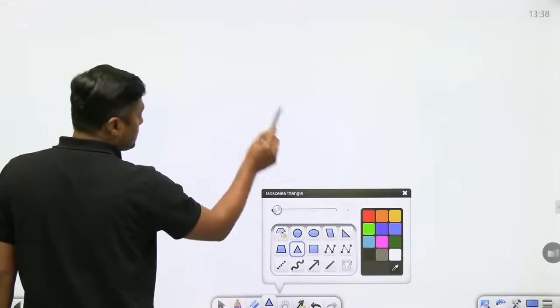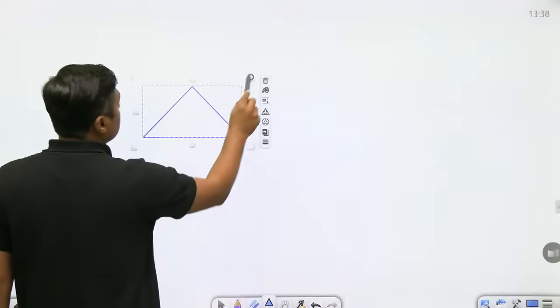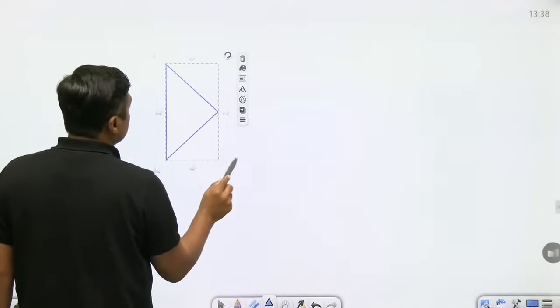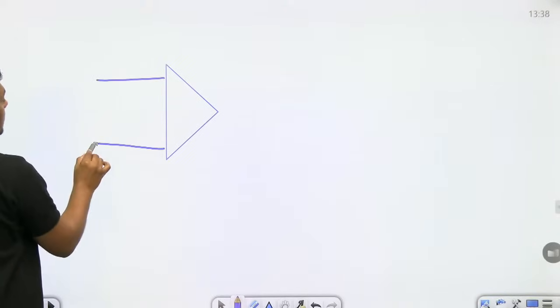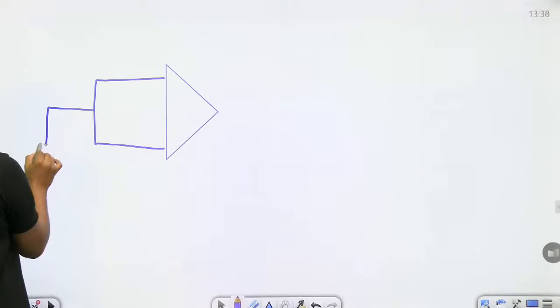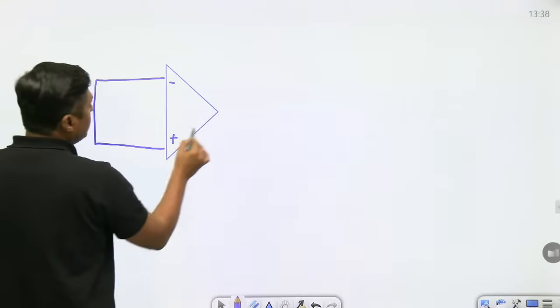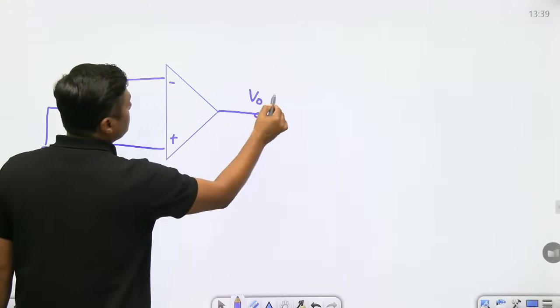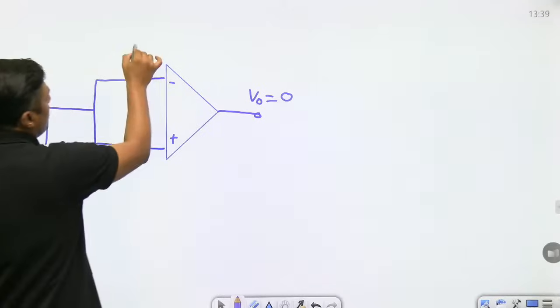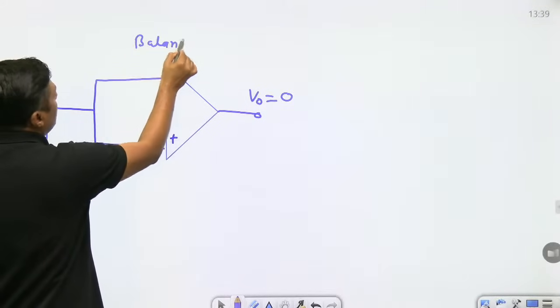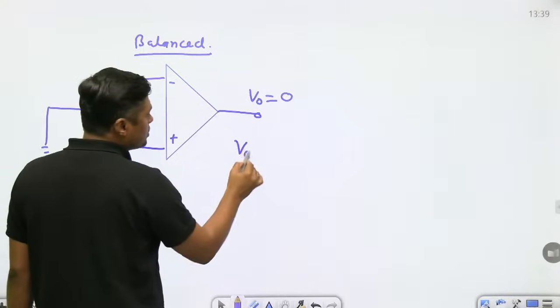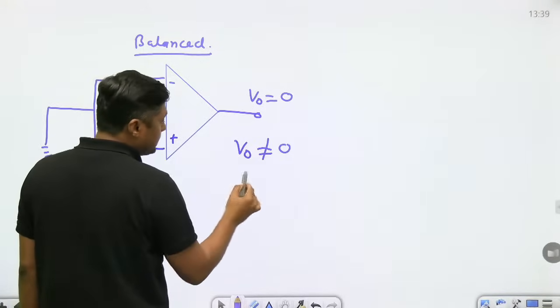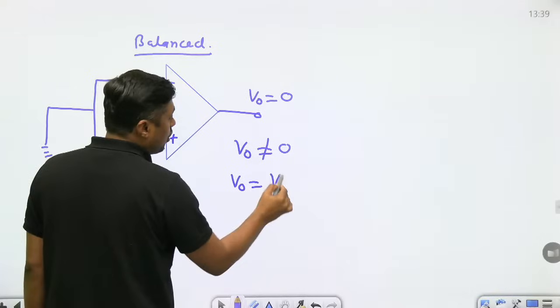if this is the operational amplifier, suppose we are connecting both the inputs and this is connected to ground. Under ideal condition, what should be the output? 0. If it is a balanced operational amplifier, then output should be equal to 0. But practically output is not 0. We are getting some output, and that is called output offset voltage.